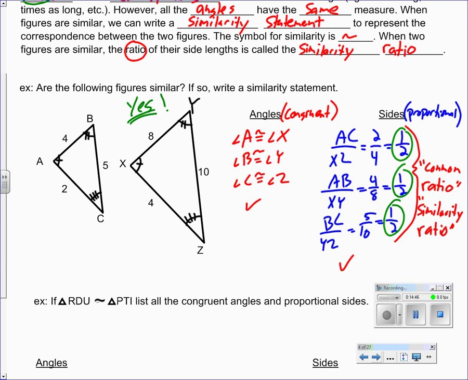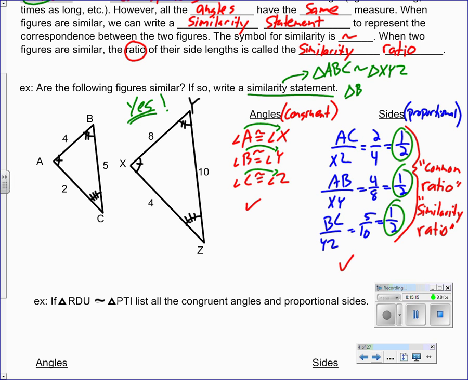For writing the similarity statement, we need to line these up in order. A corresponds to X, B to Y, and C to Z from looking at the angles. Whatever order I start with on triangle ABC, I have to match that same order with the second triangle. So you say triangle ABC is similar to triangle XYZ.